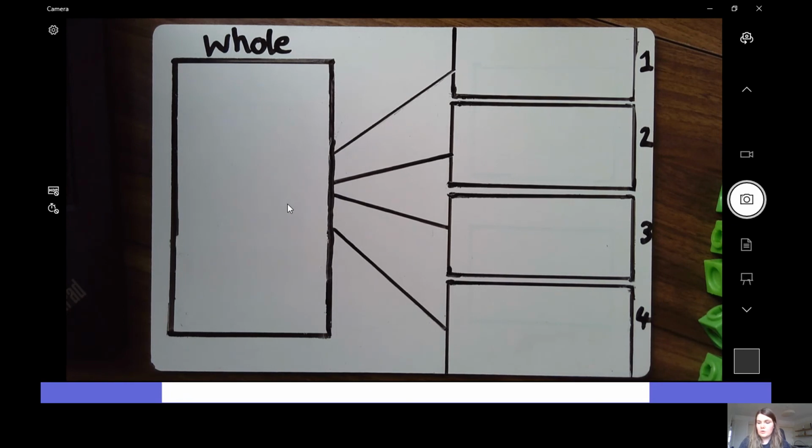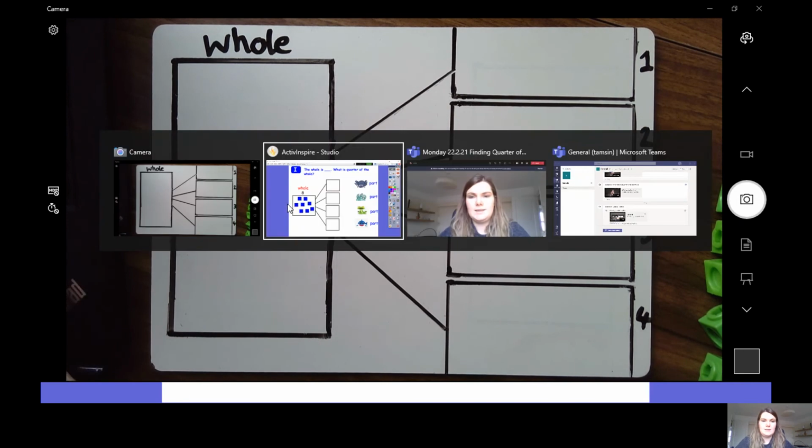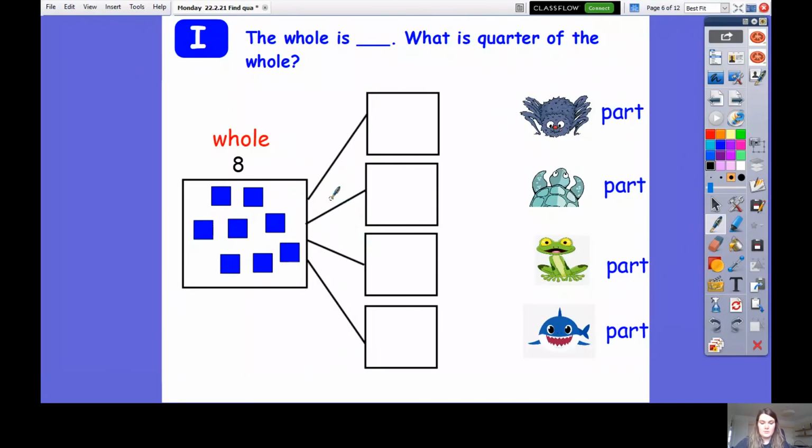Fantastic, you've drawn your part-whole model. We are ready to get started. Leave it there for now. I'll tell you when you need it. Okay, so when I'm using my part-whole model, I know the whole is here. So I can find the whole and then I can share it equally into my 4 parts for the spider, the turtle, the frog and the shark. So I'm going to use my part-whole model to make sure that I'm sharing this equally.